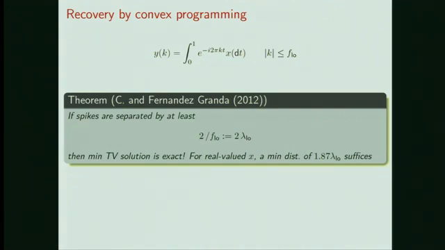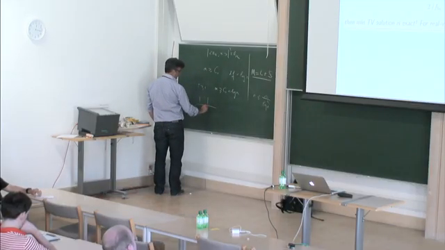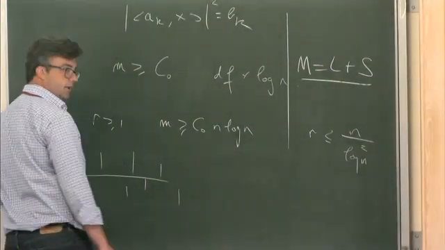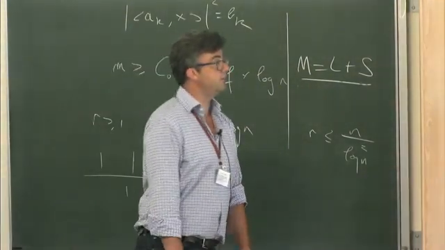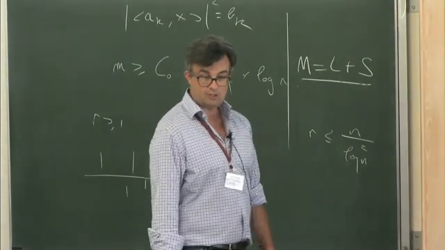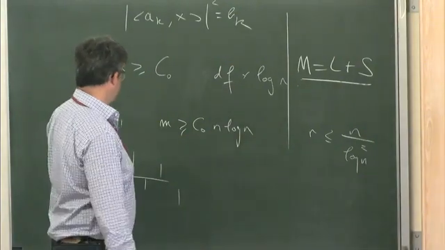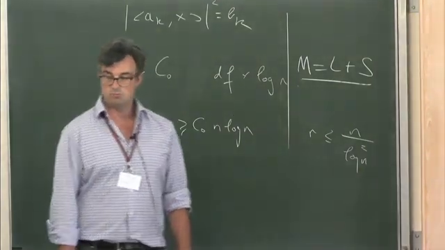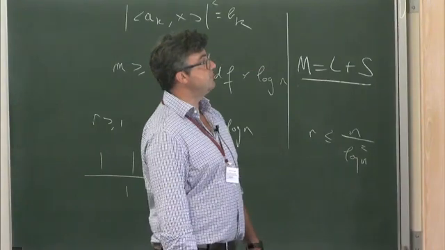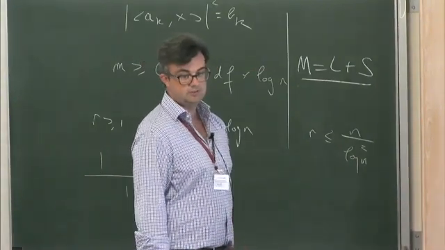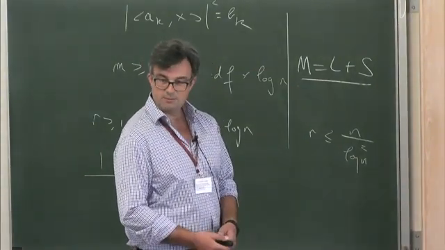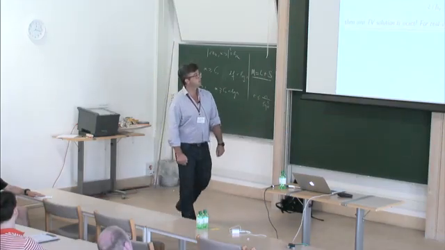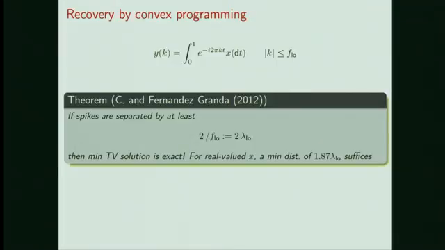So you have your signal, which is a superposition of spikes. You have no idea where they are, what the amplitudes are. You solve this problem, which really knows nothing about even trying to recover a spike train. And the result is something like this. If the distance between consecutive spikes is twice the Rayleigh distance or more, then this optimization problem returns the right answer always. It's not random anymore. There's nothing random about this. It's a deterministic result. The minimum total variation is exact.